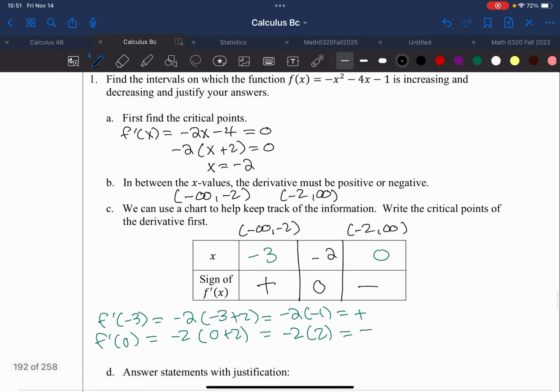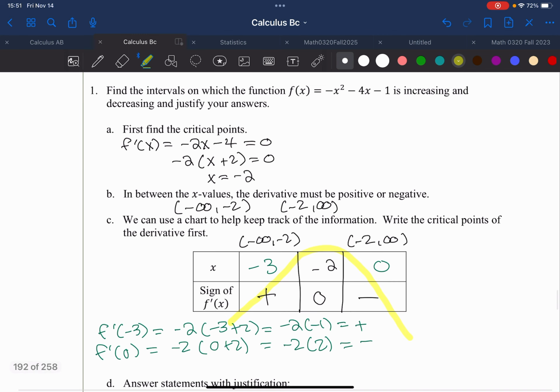What's also nice is we're able to get an image of what the graph would look like without having to graph it, because these signs of the derivative tell us the potential slope. It's saying we have a positive slope before we have a 0 slope and then down to a negative slope. Remember, our function was negative x squared, which makes sense since we have an upside down parabola.